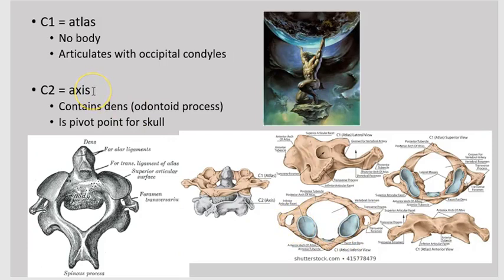C2 is the axis. If you look at it, it has this little piece that stands up, and it fits inside of C1. C2, this little piece is called the dens. Sometimes it's called the odontoid process. Odontoid refers to teeth, like orthodontics. And if you look at it, it does kind of look like a tooth. And this is the pivot point for the skull, so they can rotate and say, I don't know what you're talking about.